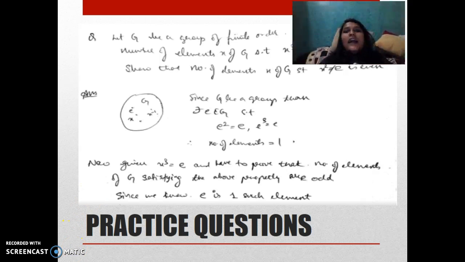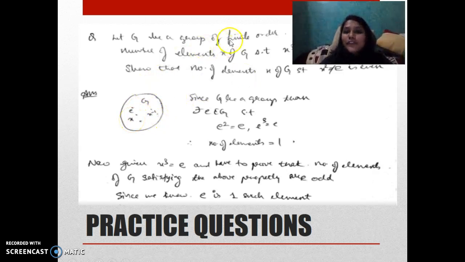And the second part of the question says that you also have to show that the number of elements that satisfy the property where x square is not equal to e is even. Now in this case, as I told you in my first class, x is nothing but a dummy variable. You could have written a, y or z also, but with the condition that x, y, z, e, whatever you write here, comes from this set G.